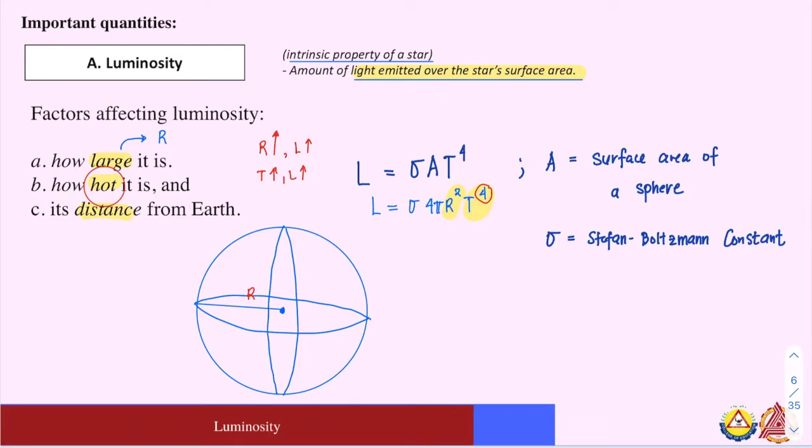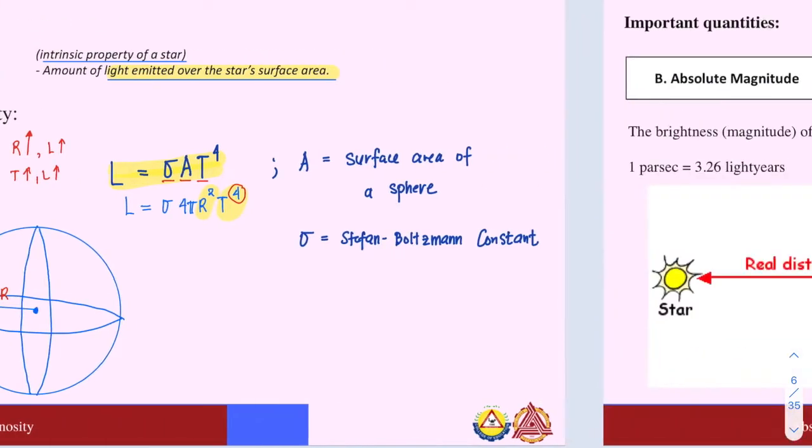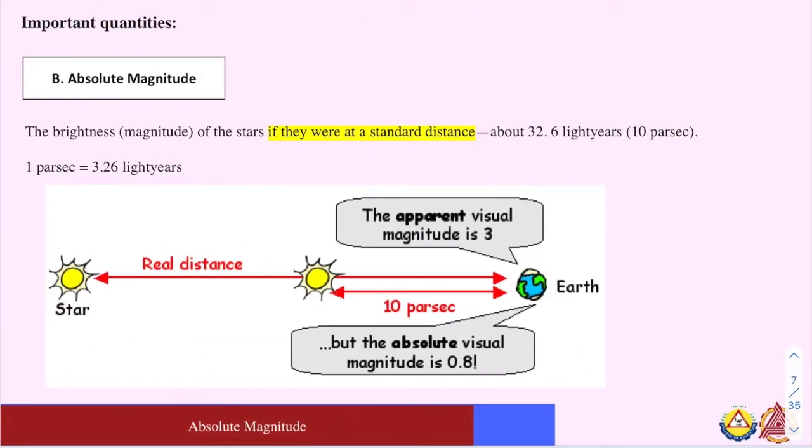Again, to summarize everything, this is your equation of the luminosity of the stars. It's just the Stefan Boltzmann multiplied by surface area T to the 4. And then when we talk of luminosity, that is the light emitted, or the quantity of light emitted over the star's surface area. Now, another quantity that you must understand or differentiate from other quantities is the absolute magnitude.